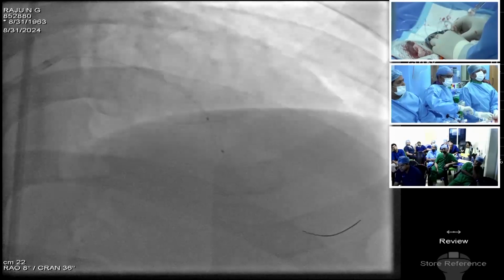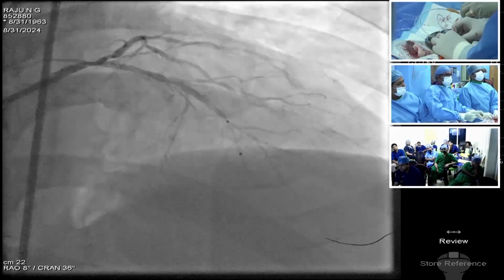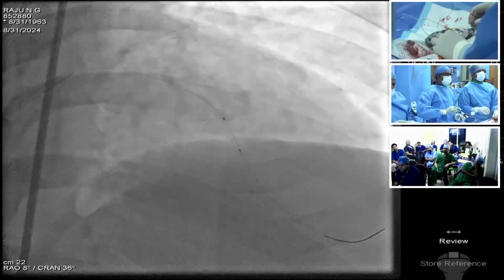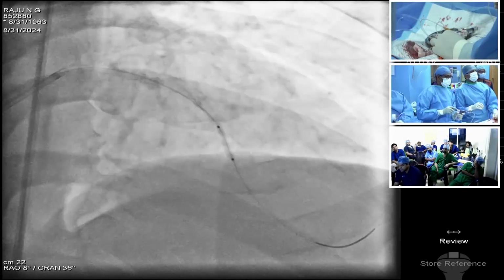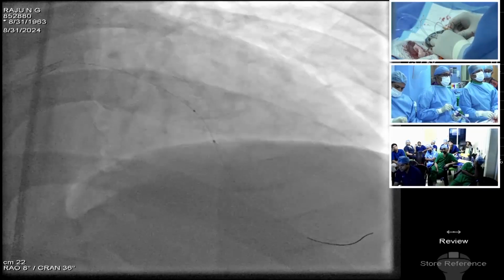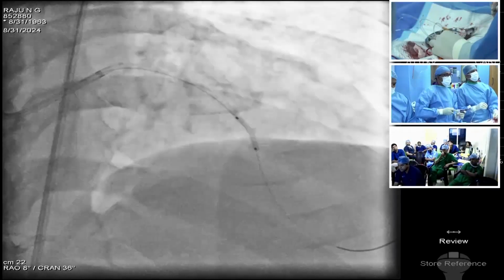അത്രയും ഡിസ്റ്റൽ പോകണ്ട. Okay, okay, we'll dilate it there. 12 and 14. Negative. Okay. And 2.5 balloon and 2.5 48 stent.